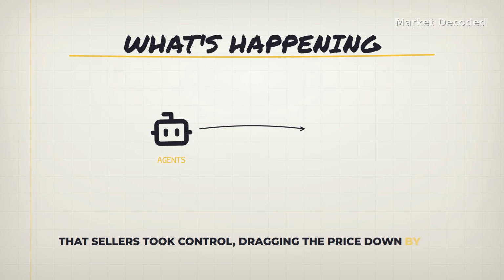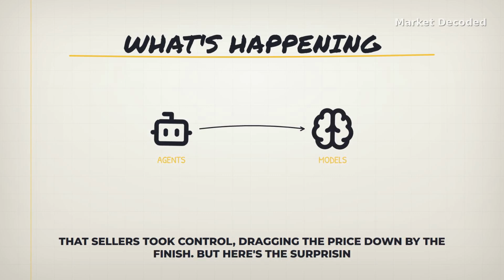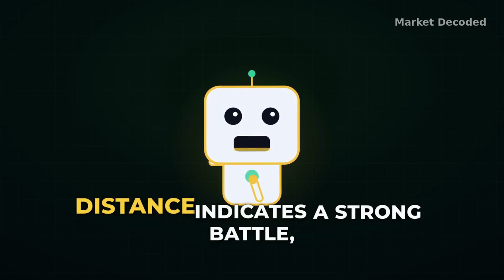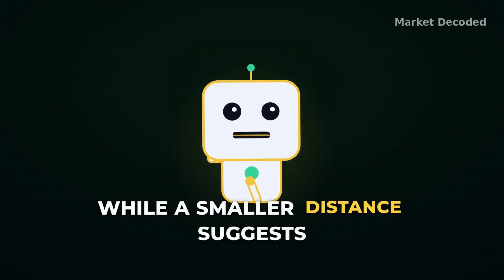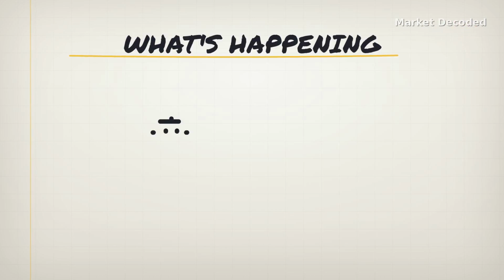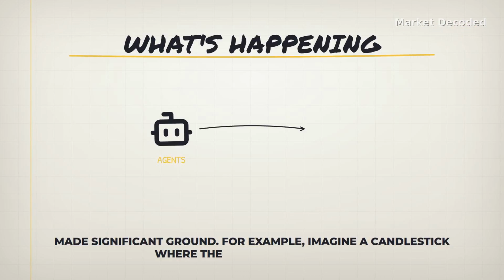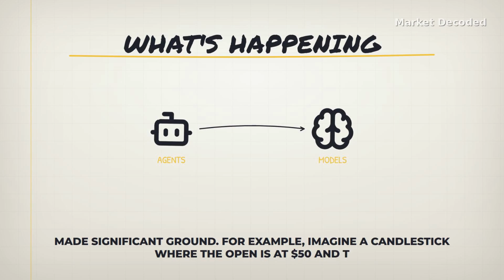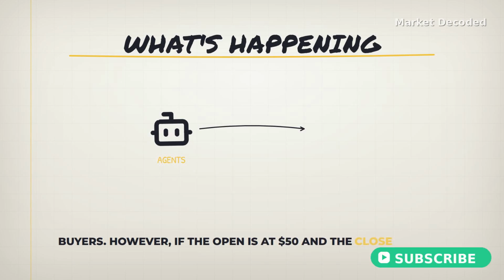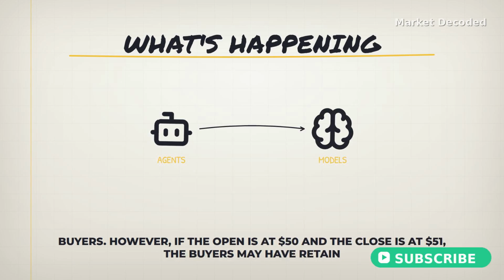by the finish. But here's the surprising part. It's not just about who won the race. The distance between the open and close also tells us how fiercely buyers or sellers fought for control. A larger distance indicates a strong battle, while a smaller distance suggests a more subdued contest, where neither side made significant ground. For example, imagine a candlestick where the open is at $50 and the close is at $55. This shows a clear victory for buyers. However, if the open is at $50 and the close is at $51, the buyers may have retained control, but just barely. It's a subtle but important difference.